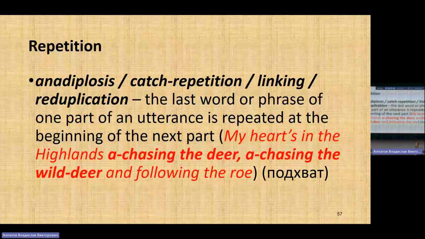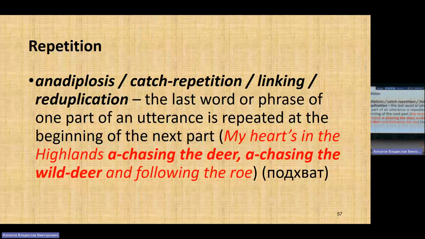Anadiplosis, or catch repetition, or linking, or reduplication. It's the same, but you can use any of these terms. The last word or phrase of one part of an utterance is repeated at the beginning of the next part. Подхват. My heart's in the highlands, I chase in the day, chasing the wild deer and following the roe.